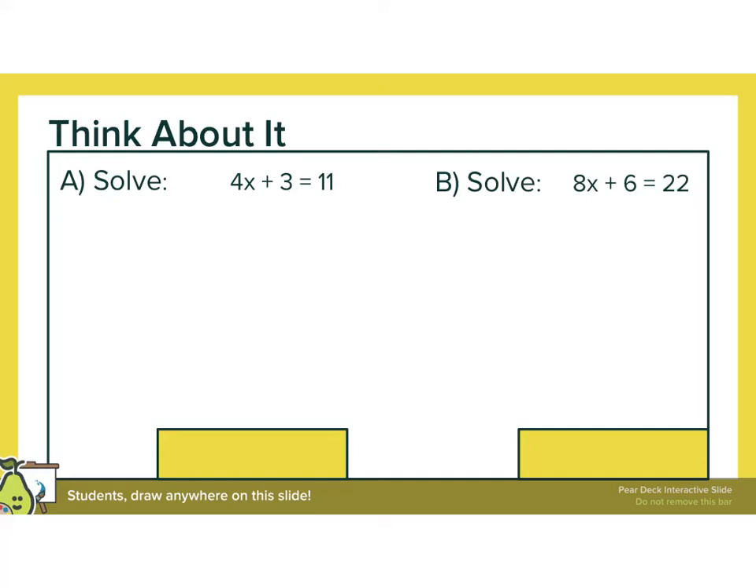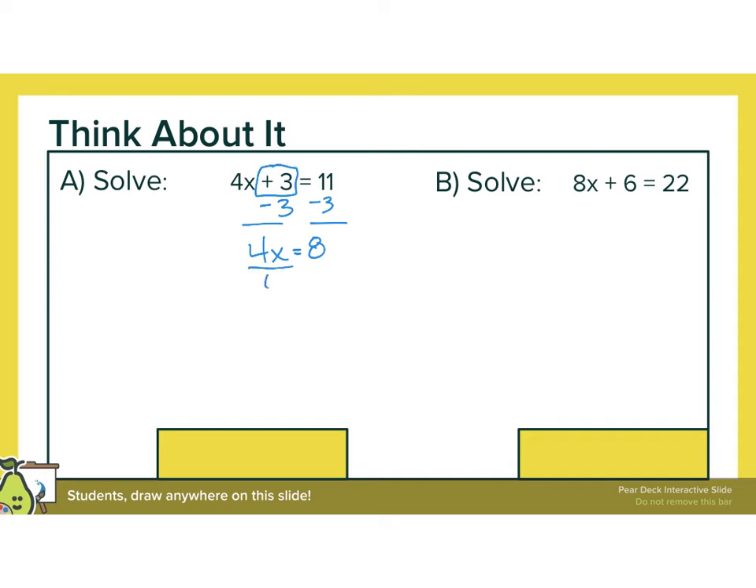Okay, so for the think about it, we have two equations to solve. So the first one says 4x plus 3 equals 11. This is a regular two-step equation. We start on step 4, which is get the constant on the same side. I need to get rid of this plus 3 by doing the opposite. So I'm going to subtract 3 here and here. And that gives me 4x equals 8.